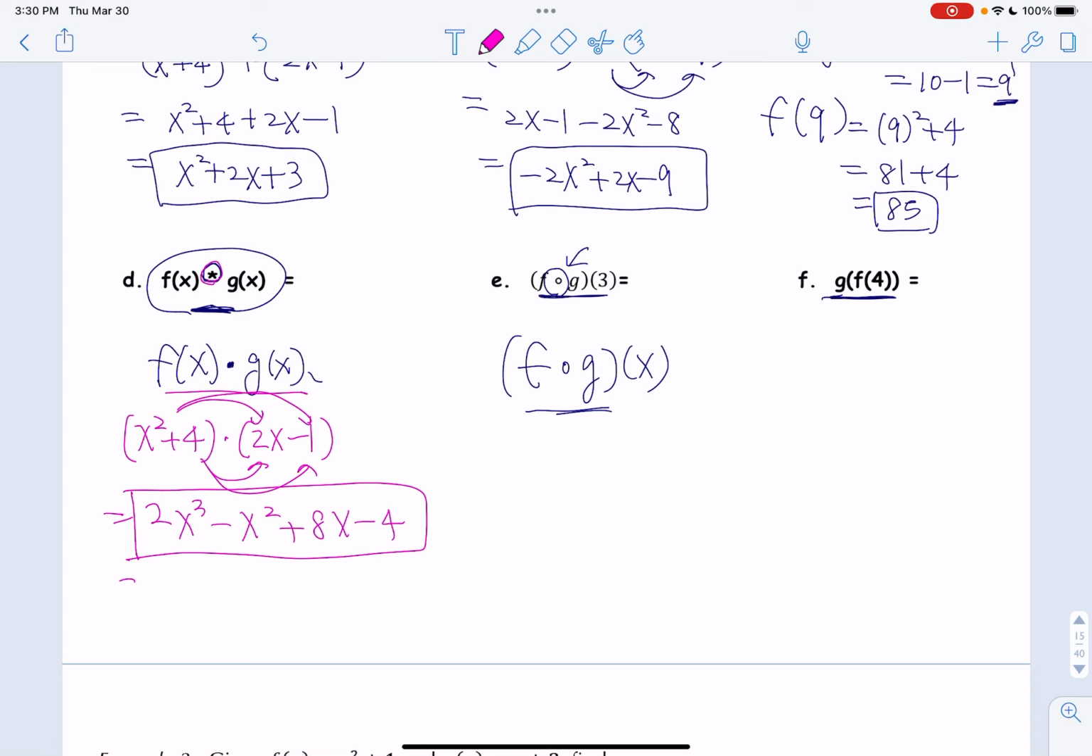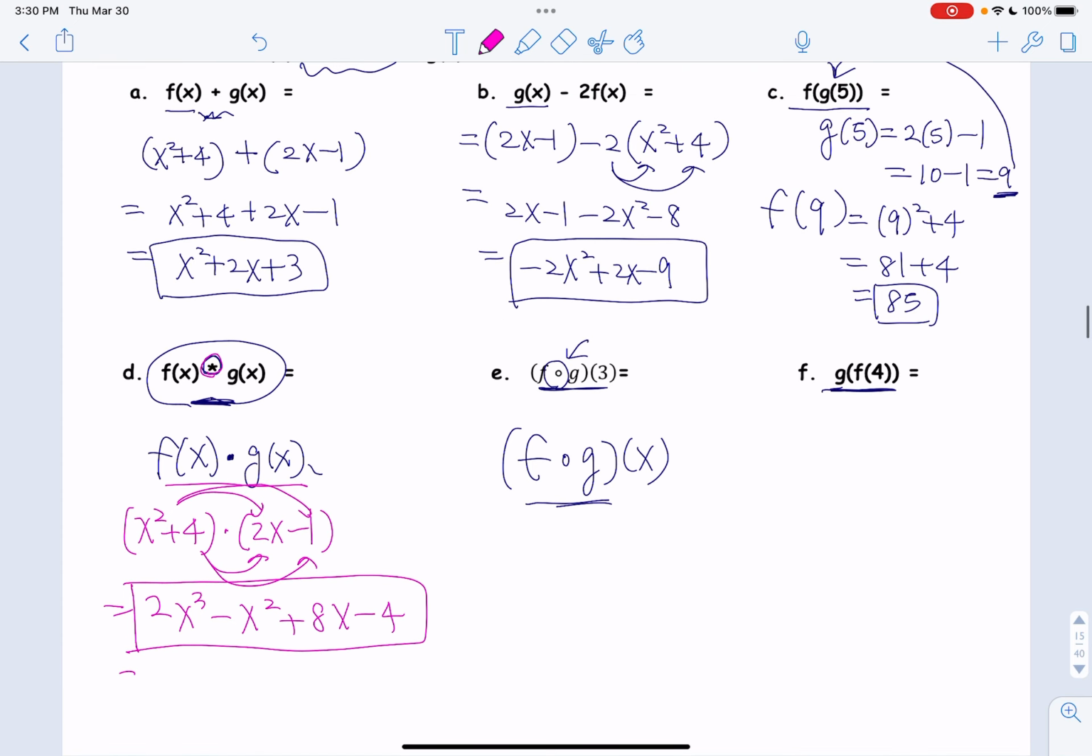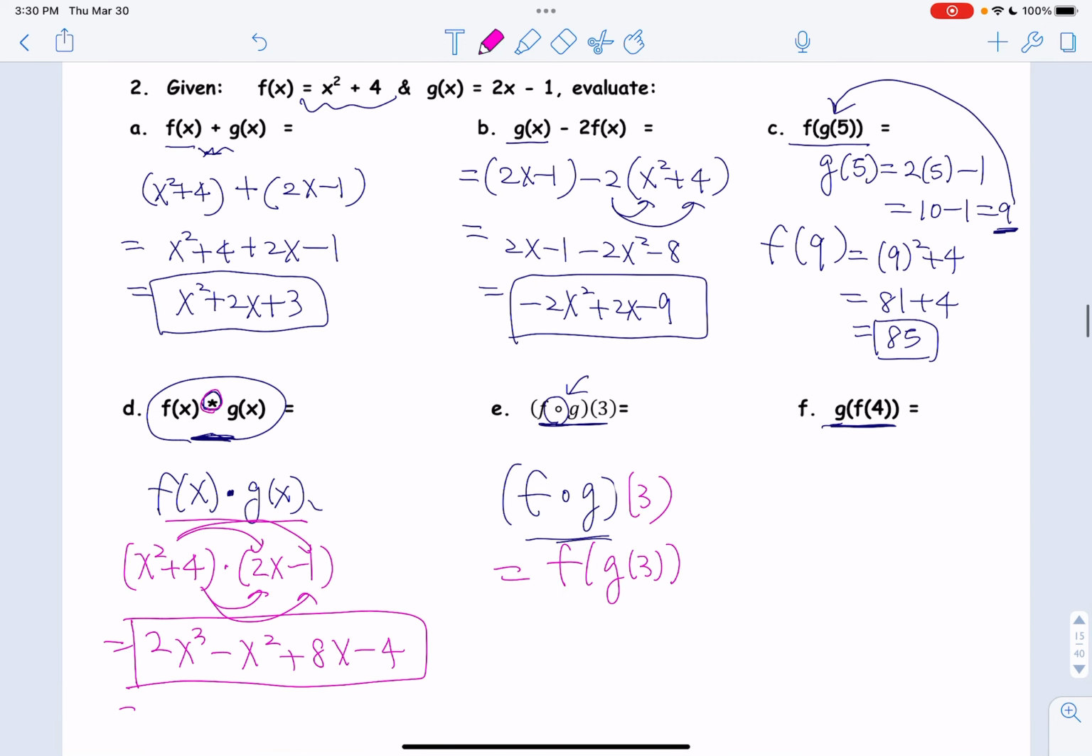And then for f of g(x), no, they're asking specifically f of g of 3. So what you have to do is rewrite this one; it's the same as f of g of 3, like that. So let's find g of 3 first.